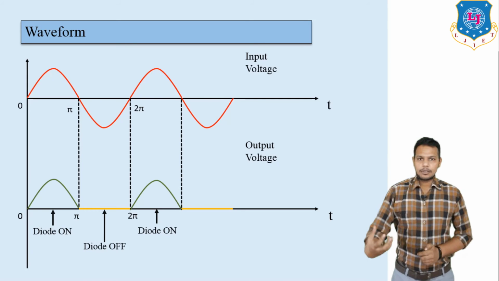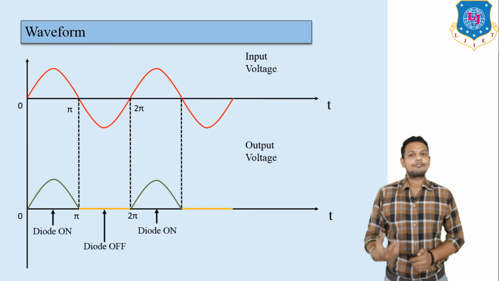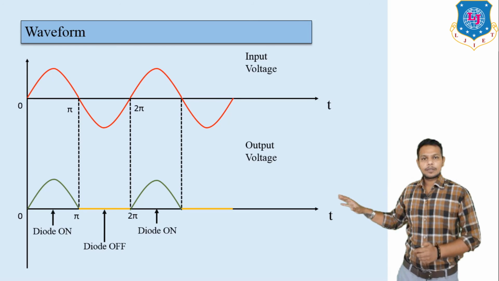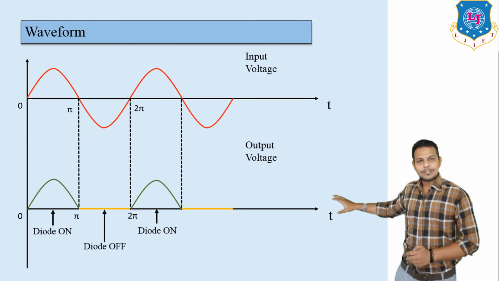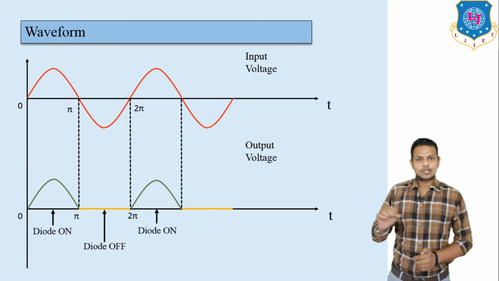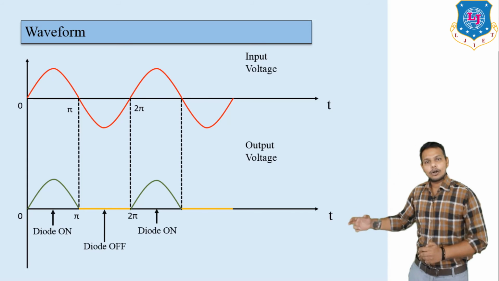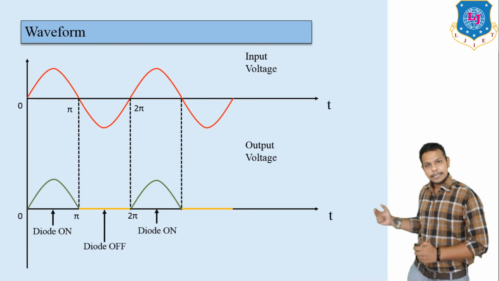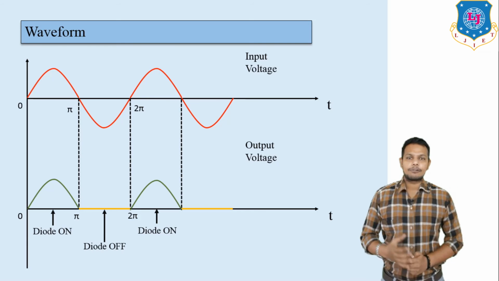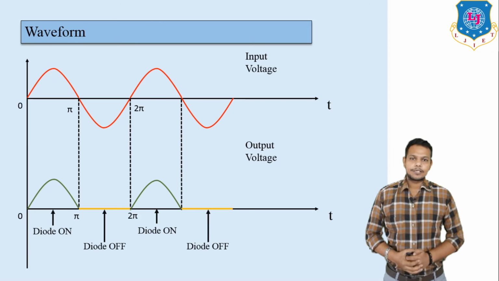Here one question may arise: why is it known as a half wave rectifier? We can conclude from this waveform that from the output side we will get only half the wave. That's why it is known as a half wave rectifier, because we will get only the positive side in this waveform. So that's why it is known as a half wave rectifier circuit. Here the diode is off.